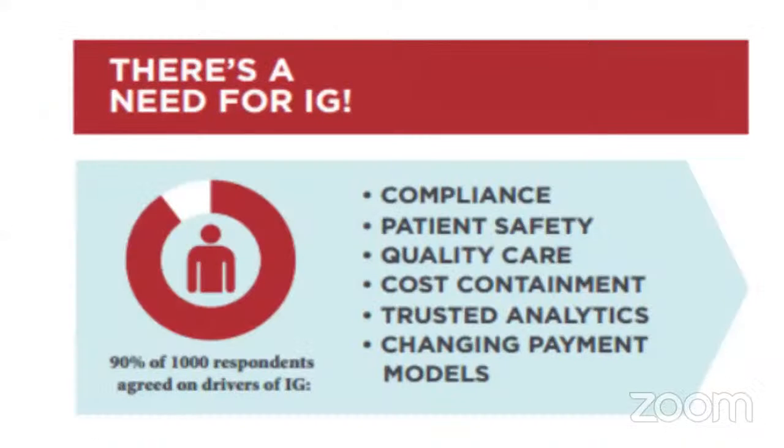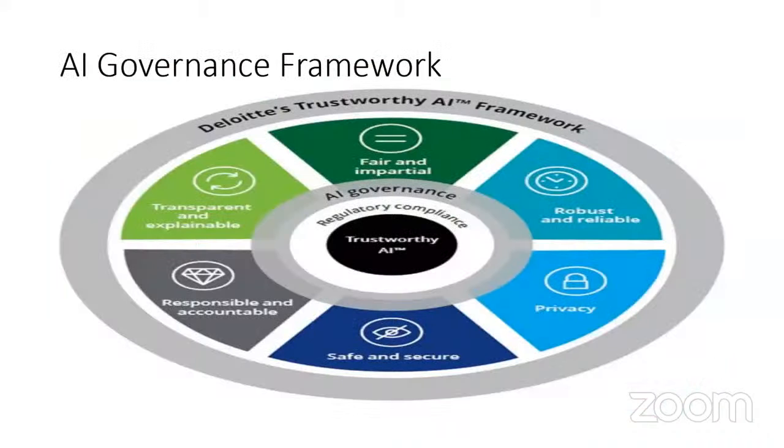Now, when so many applications are there, what is important is compliance: ensuring compliance to the standards, patient safety, quality care, cost containment, trusted analysis, changing payment models. So these are also very much important. So information governance, healthcare AI governance is also important, so that fair and impartial results can be given, and predictions are robust and reliable, and privacy, confidentiality, safety, and security of the patients are ensured, and responsibility and accountability have to be fixed, and whatever predictions have come should be transparent and explainable.